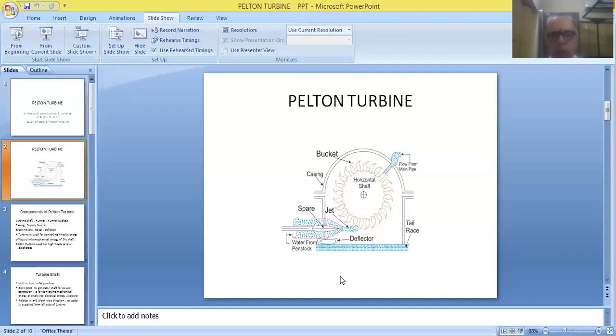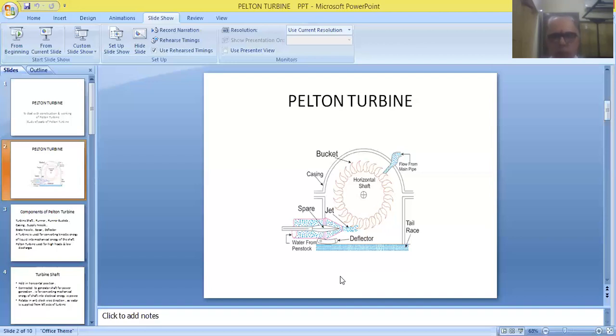And finally, a casing is put around the periphery of the runner. That is called a turbine casing. Casing is very essential for all machines, like we have motor casing, generator casing, engine casing. Similarly, a casing is also required for this machine. So this is called a turbine casing.